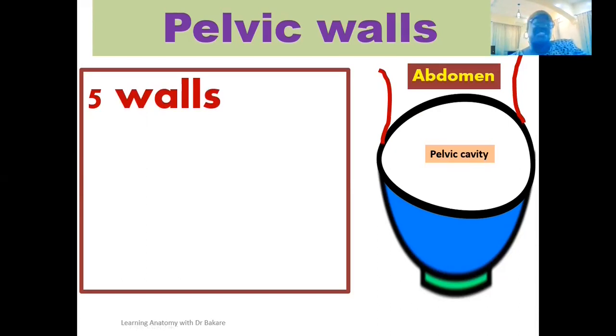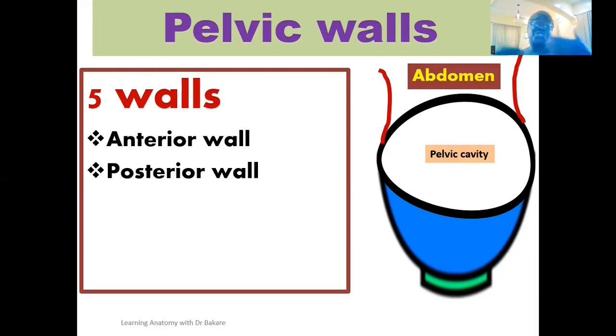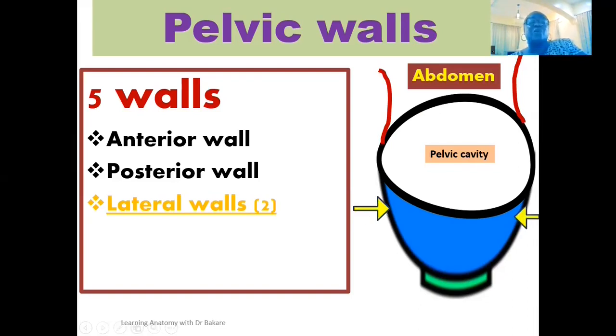On the anterior region of the pelvic cavity, we have the anterior wall. This is the wall seen around the anterior border of the pelvic cavity. Posteriorly, we have the posterior wall, which, just as the name implies, is seen at the posterior border of the pelvic cavity. On both lateral sides of the pelvic cavity, we have the lateral walls. We have one on this side arrowed here in yellow, and another on the other side also arrowed in yellow. So we have two lateral walls, while on the inferior part, we have the inferior wall.